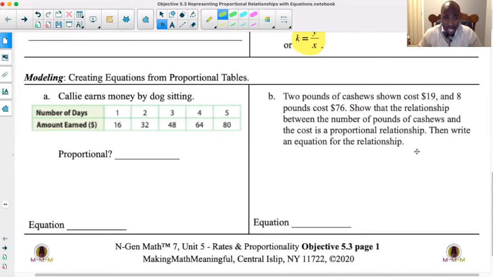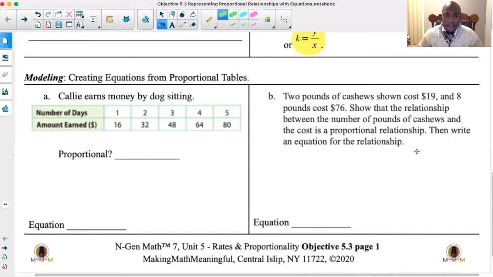It tells me the number of days Callie dog sits. It tells me the amount of money that Callie earns every day that she dog sits. So on day 3, she got $48, and day 4, $64 in total. So there is money here. There is amount of days. And the first question is, is it proportional?